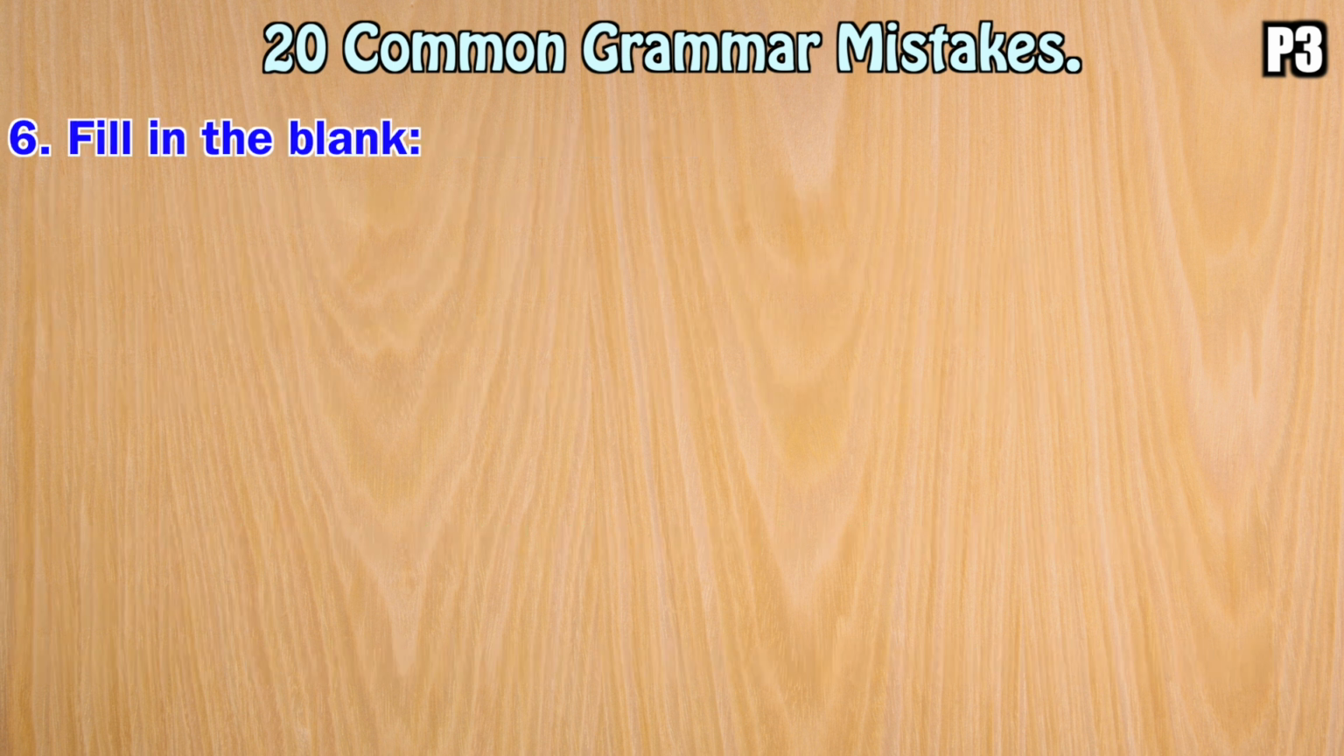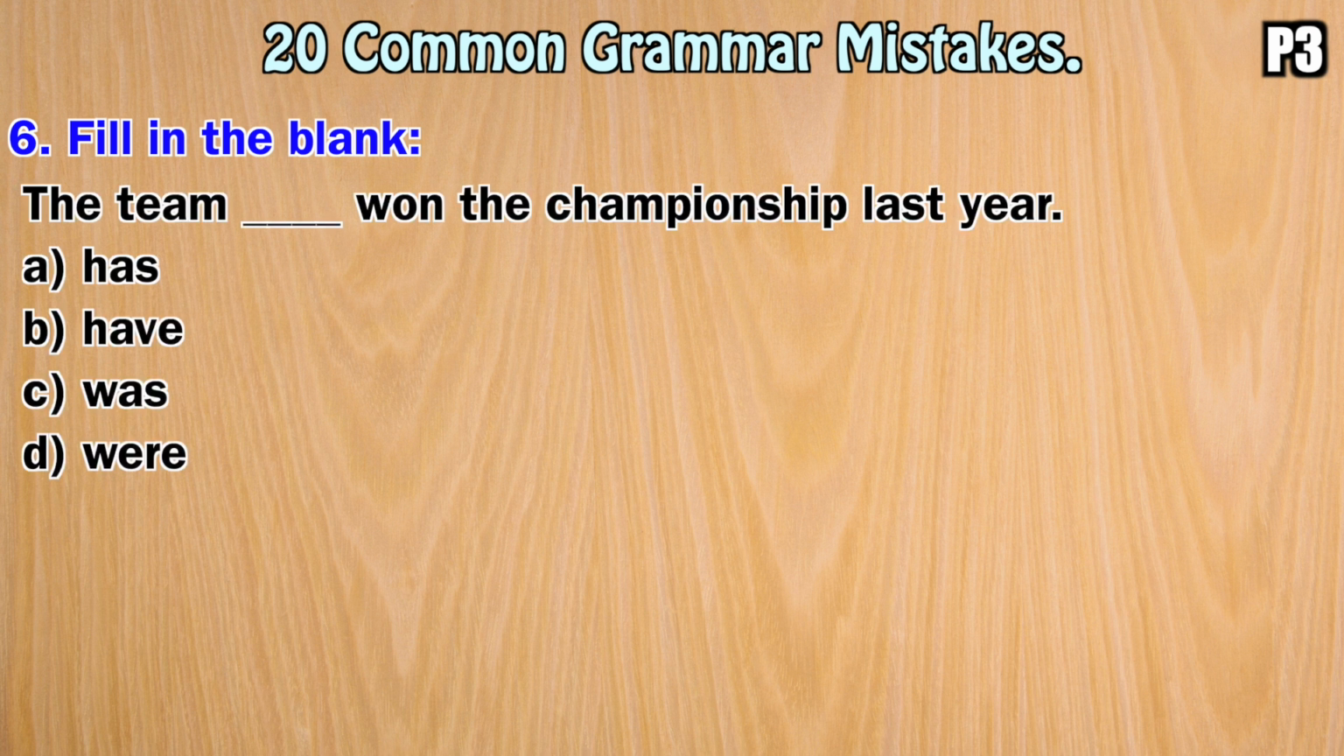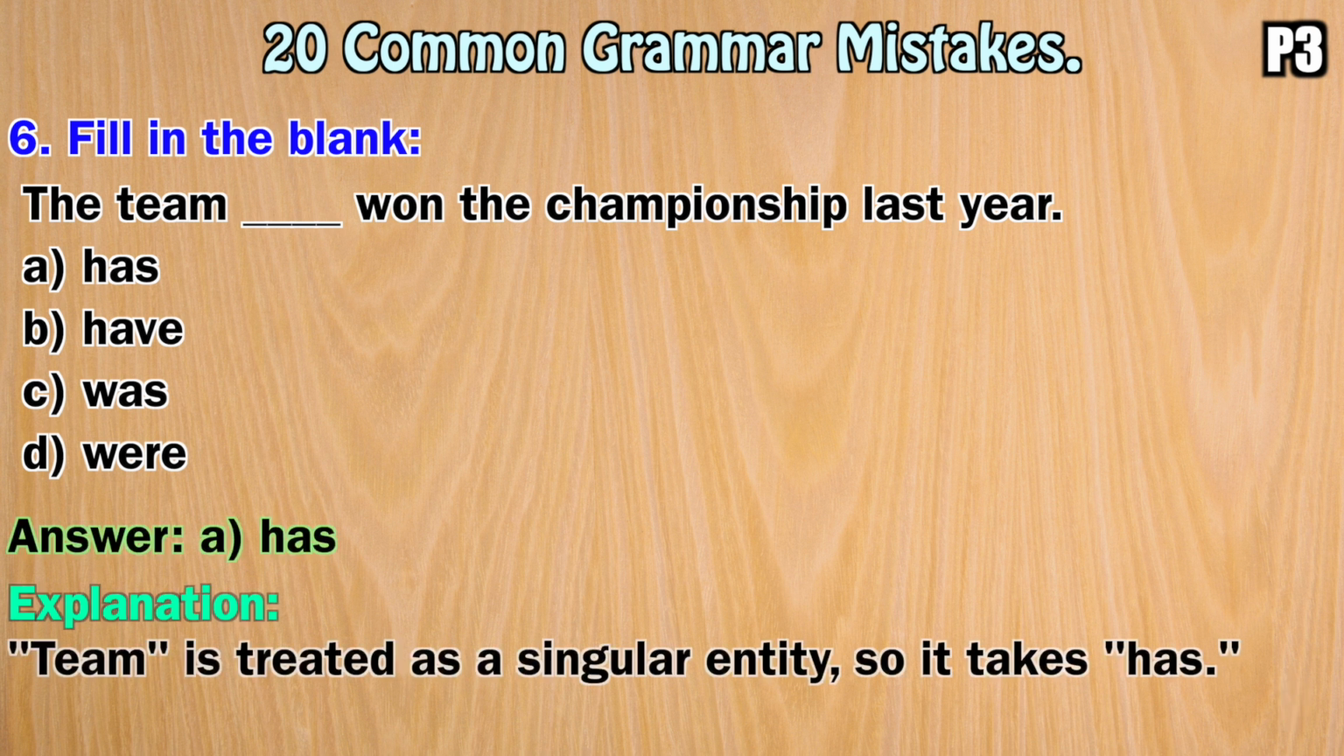6. Fill in the blank. The team won the championship last year. A. Has. B. Have. C. Was. D. Were. Answer. A. Has. Explanation. Team is treated as a singular entity, so it takes has.